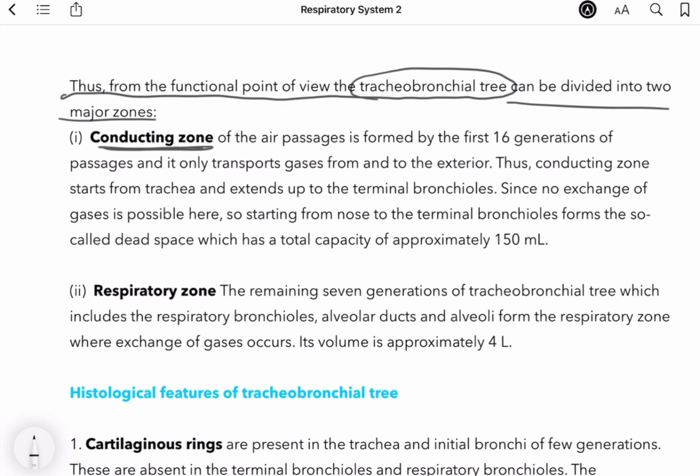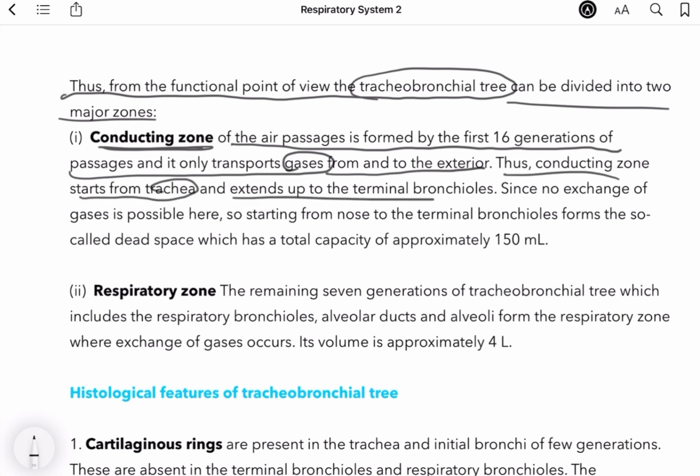First is the conducting zone. The air passage formed up to the 16th generation only transports gases from the end to the exterior, that is outside. Till the 16th generation, gases are only transported outside. Thus, the conducting zone starts from the trachea and ends at the terminal bronchi, that is from the 0th generation to the 16th generation, trachea to terminal bronchus.